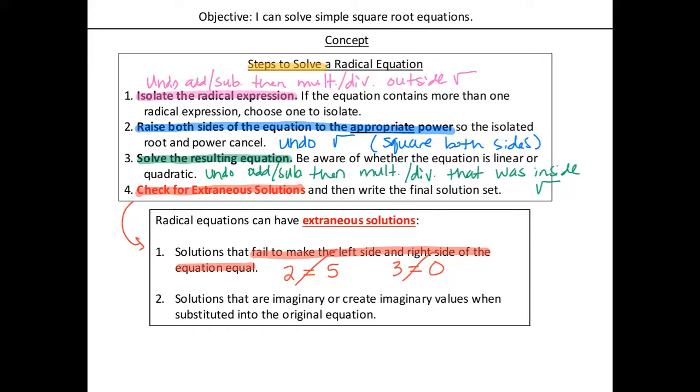Or the other way I can get an extraneous solution is anything that produces imaginary values would be considered extraneous. So how do we get to imaginary values? That would be like taking the square root of a negative. If I had like square root of negative 2 or square root of negative 4, these would be considered imaginary or not real because there's no possible way to get a negative by multiplying the same number by itself twice.